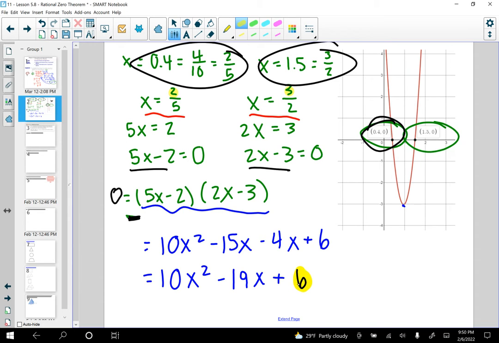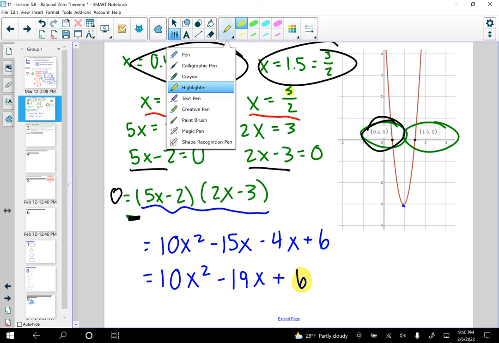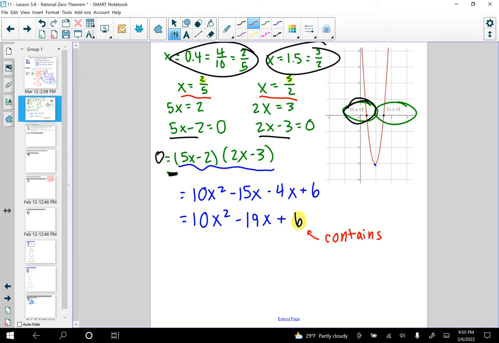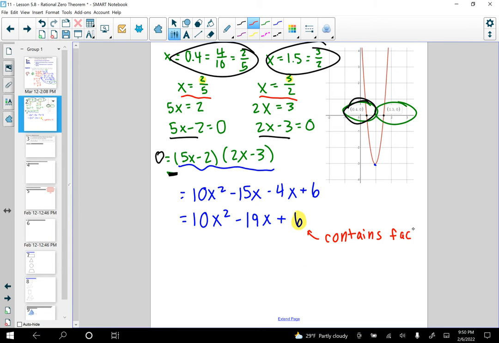And if you look here at this number 6 in our answer, that contains factors of the numerators of our zeros, 2 and 3. Okay, so you're like, this feels like a stretch. It's probably just a coincidence that those numerators were factors of that constant term. But then if you look at the leading coefficient here, this 10, and if you look at the denominators, 5 and 2, you're like, oh, well, that worked for that. Those would also be factors.